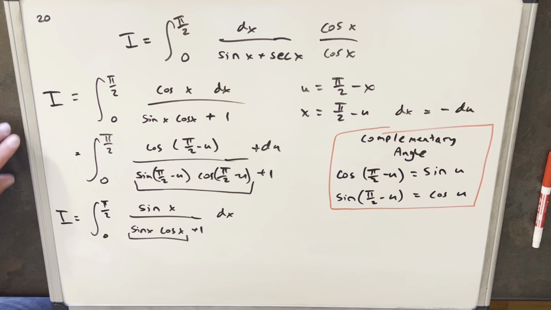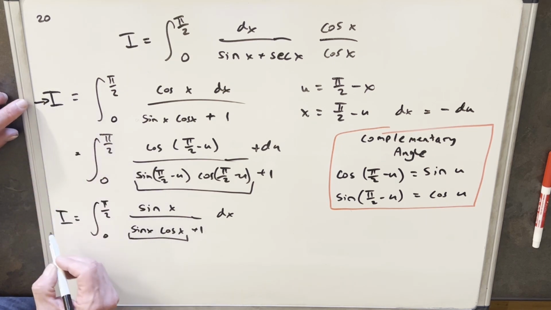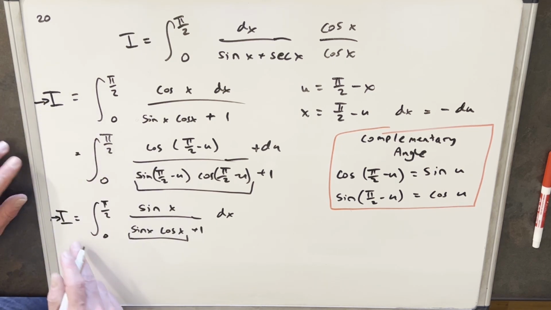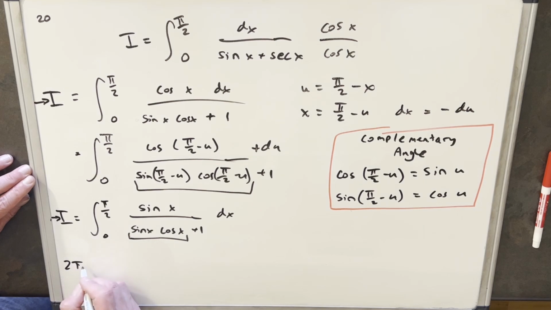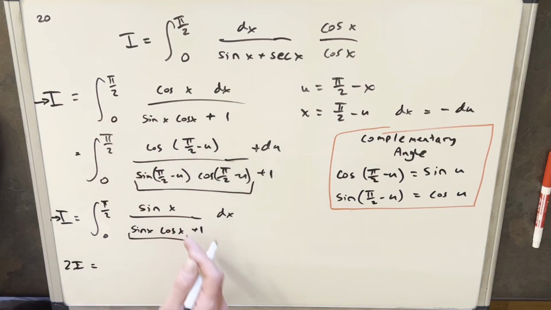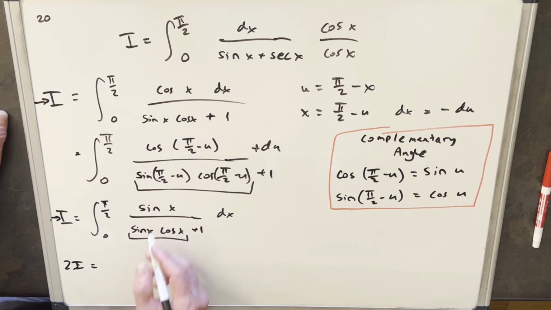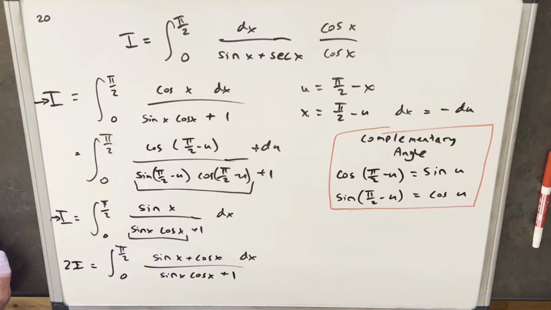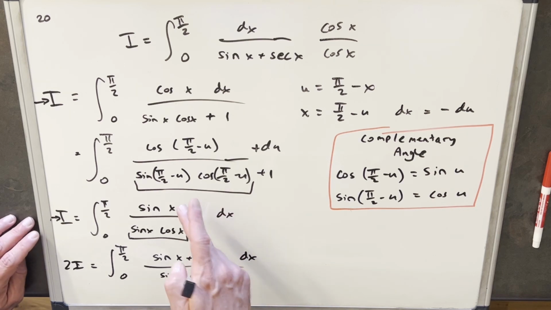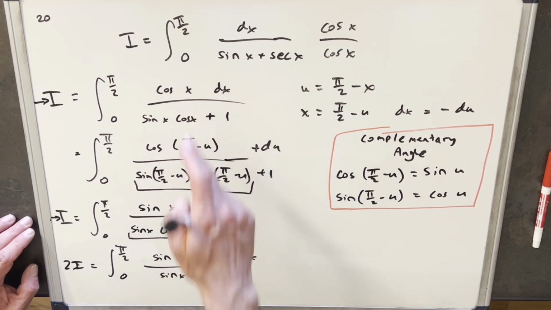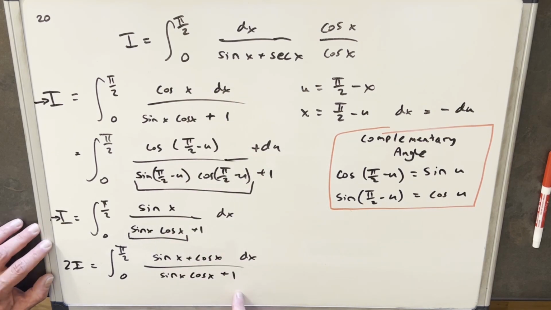Then what I can do is add this one to this one, so that we have two copies of the integral. So we're going to have 2I. Because we have the same bounds, the same variable, and the same denominator, these are going to be really easy to add together. So let's rewrite these added together. Now we've smashed these two together. We've added the sine x and the cosine x in the numerator, and we have the same denominator here.